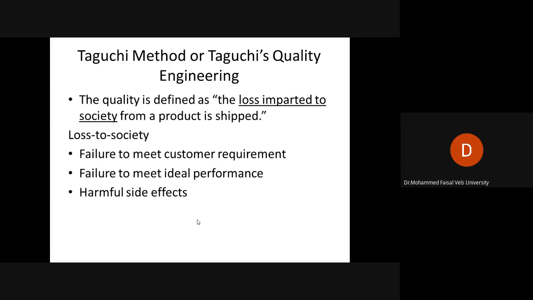When I talk about Taguchi, I already told you that this method is called a robust design method. Why was it designed this way? The reason is, always keep in mind, when you go for manufacturing, the first stage is the design stage, where the product is designed.